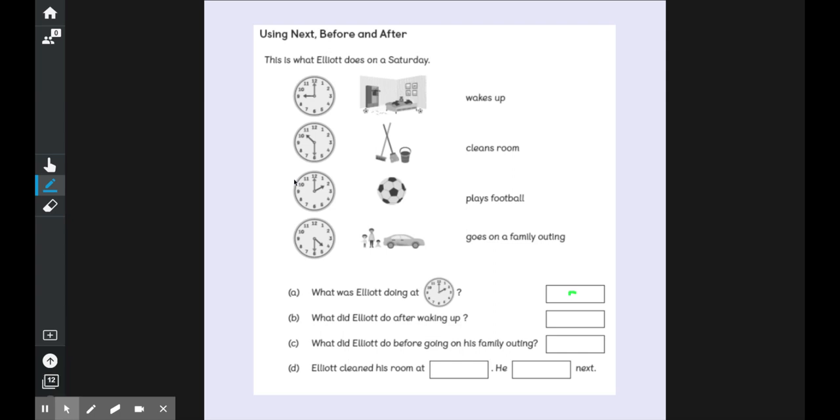And this is your challenge for today. You've got 1 page to do in your workbook, which is very, very similar to that activity with Holly. But Elliot has told us the 4 things that he does on a Saturday. And we've got the clocks here. And there are 4 questions for you to answer.